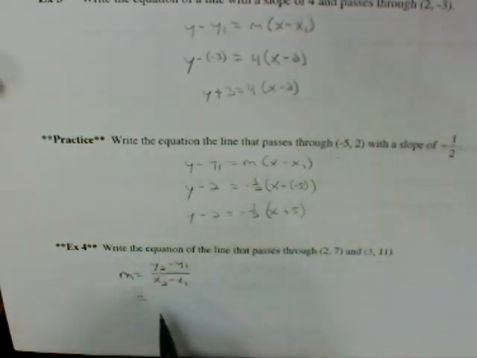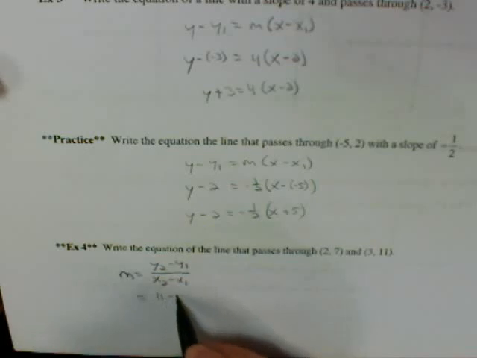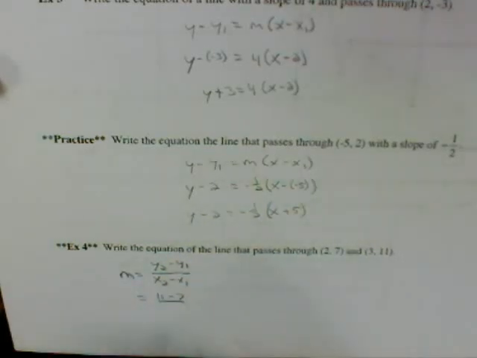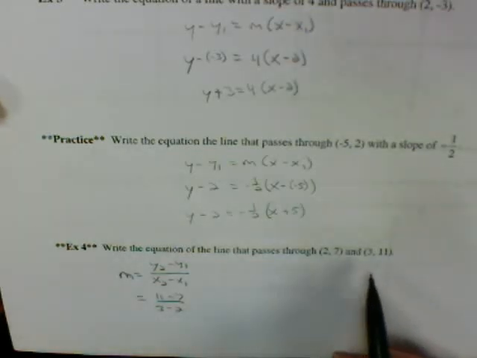We're going to plug stuff in here. The y's are 11 and 7, and the x coordinates are 3 and 2. Now you could have just as easily said 7 minus 11 as long as your denominator said 2 minus 3. You have to be consistent. I chose to subtract in this direction here, so I had to subtract in that direction for both the top and the bottom of the fraction.